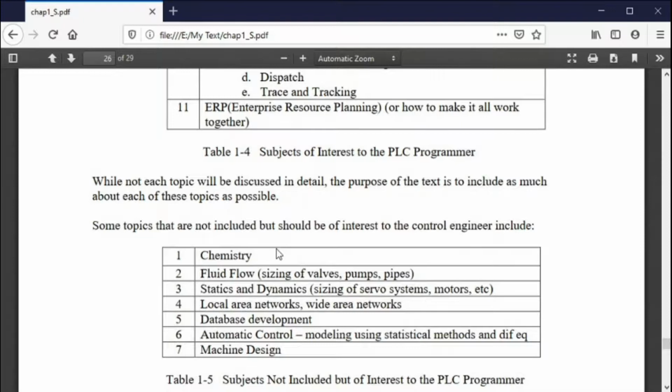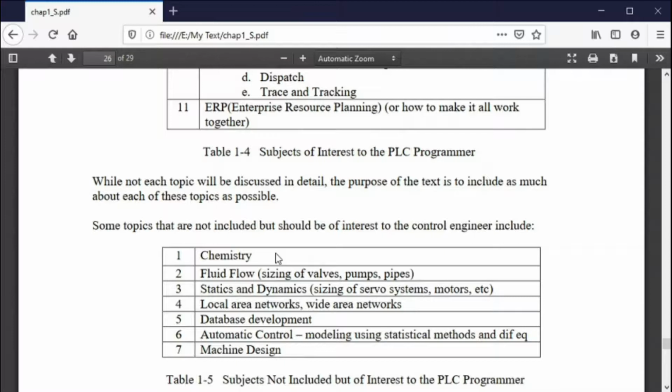Some other topics kind of rub up against us, but we don't actually talk about these, but we do need these if you're programming. Chemistry. You need to know a little bit about chemistry in order to be good at process programming. Fluid flow. Again, you need to know a little bit about it. Sizing of valves, pumps, and pipes.